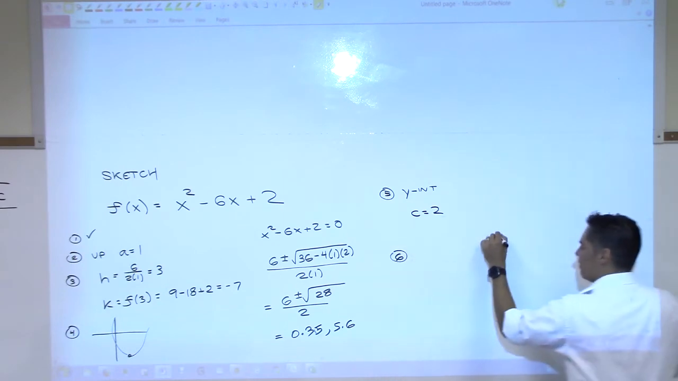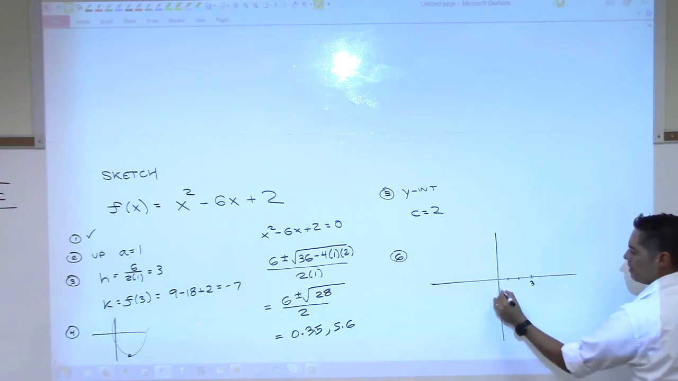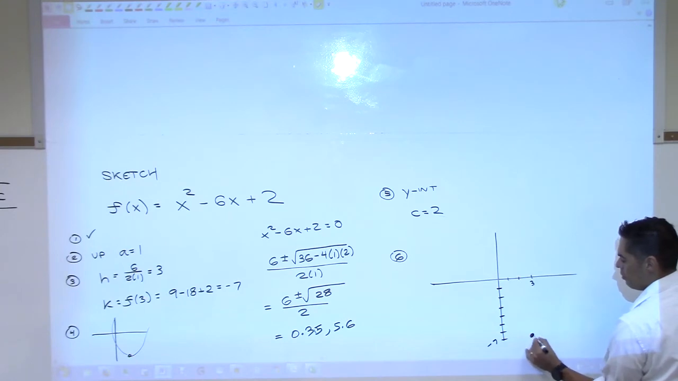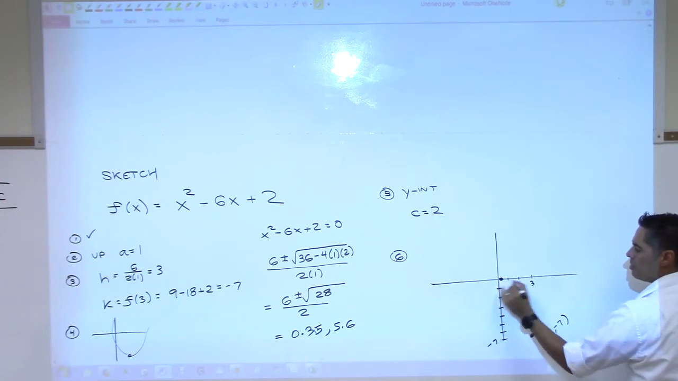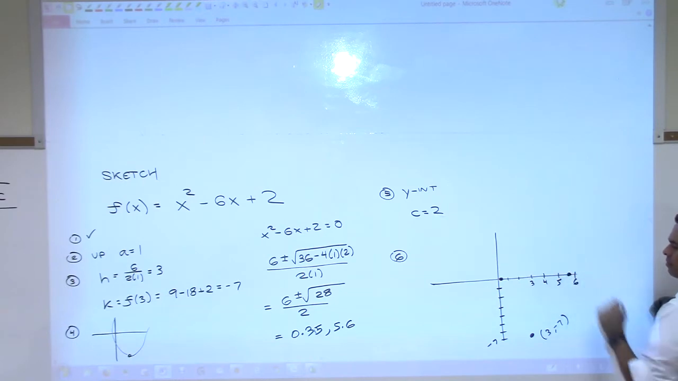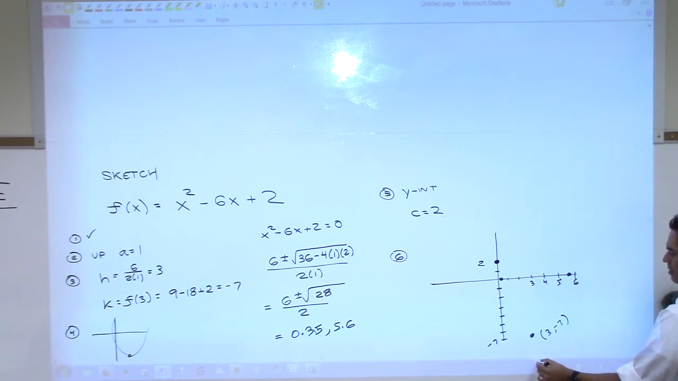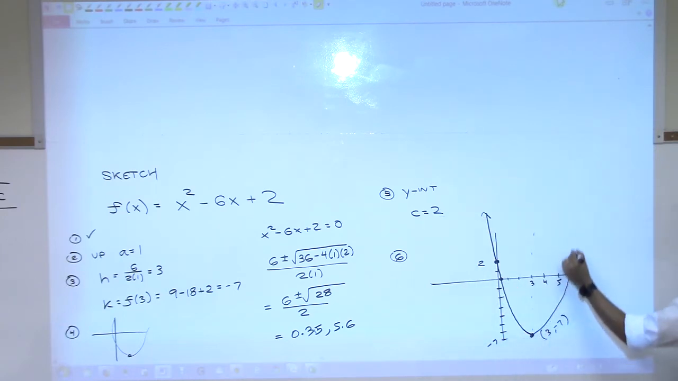6 is the graph. So we go to the right 1, 2, 3, and we go down 1, 2, 3, 4, 5, 6, 7. So this is the point 3, negative 7. You have an x-intercept at 3-ish, and then 3, 4, 5, here's 6, so somewhere around there. Y-intercept of 2. There's kind of like this axis of symmetry through here. So it's going to go like this, and like this. That's basically it.